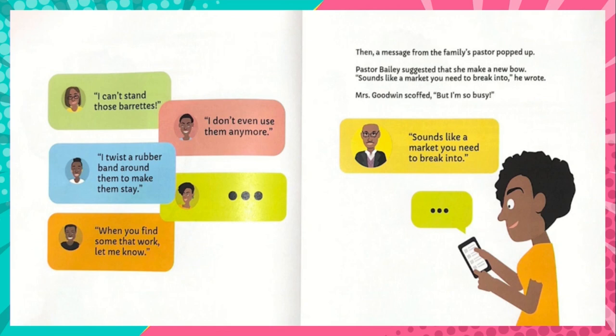Then a message from the family's pastor popped up. Pastor Bailey suggested that she make a new bow. "Sounds like a market you need to break into," he wrote. Miss Goodwin scoffed. "But I'm so busy."